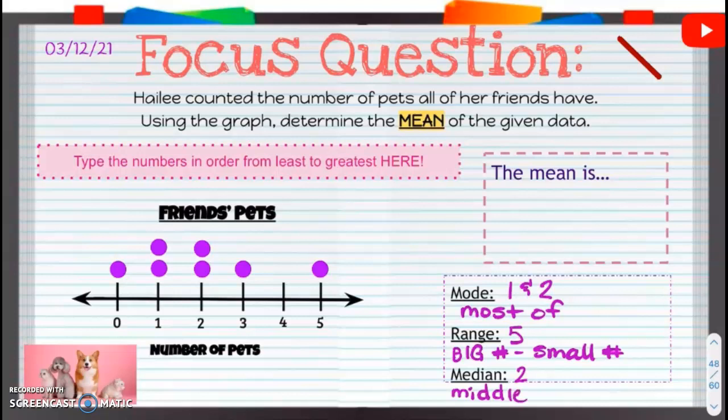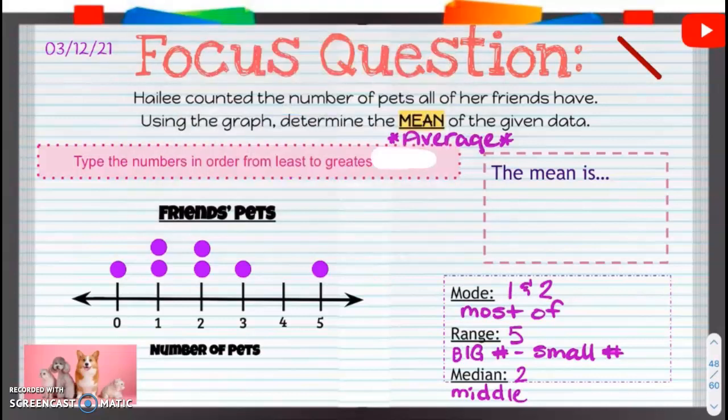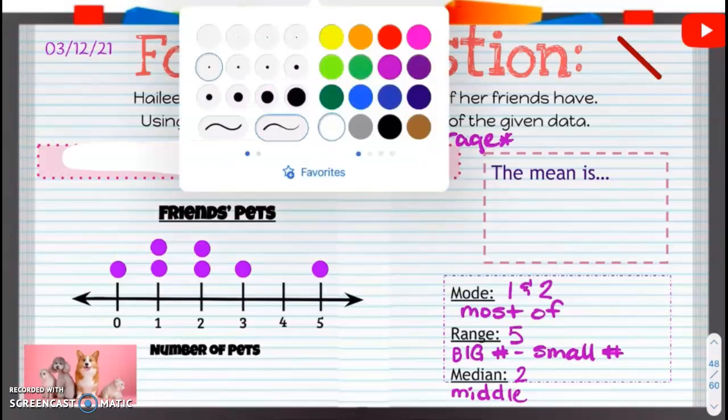Now we're going to take a look at the mean. So the mean is the average. So we are going to add them all up and then we're going to divide them by the total number there are. So let's put them in order from least to greatest up here, like usual.